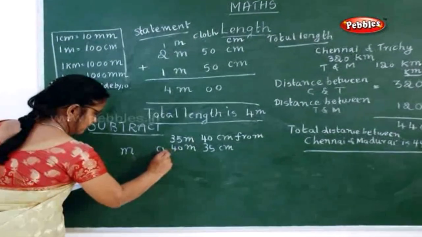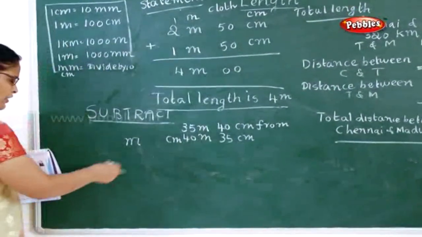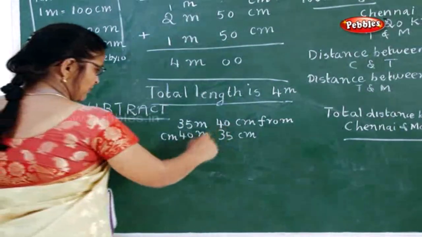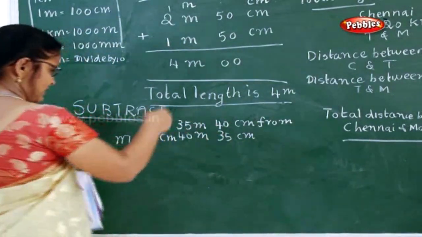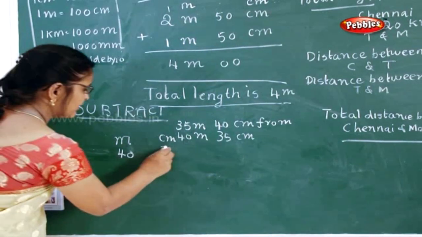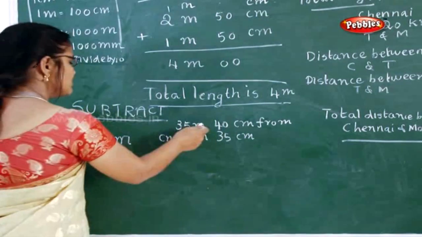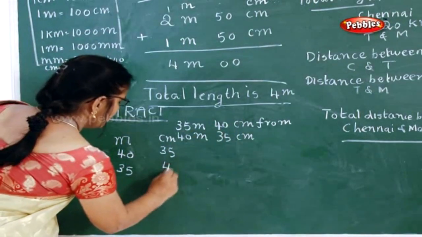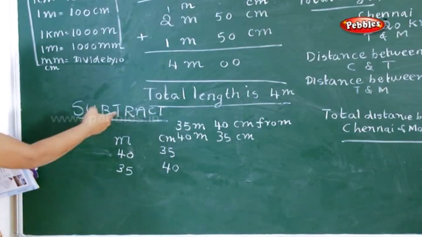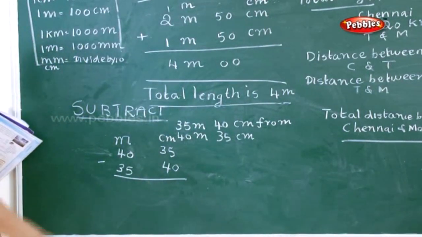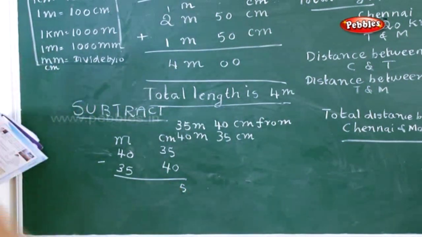Meter, centimeter. Very good. Now, here what will you write? 40. 40 is the thing, you have this from, you have to minus this with this. So, 40 meter, and what is the centimeter here? 35. And what is the meter here? 35. And what is the centimeter here? 40. Now, what you have to do here? Subtract. Immediately put the symbol here. What is 5 minus 0? It is 5. And what is 3 minus 4?